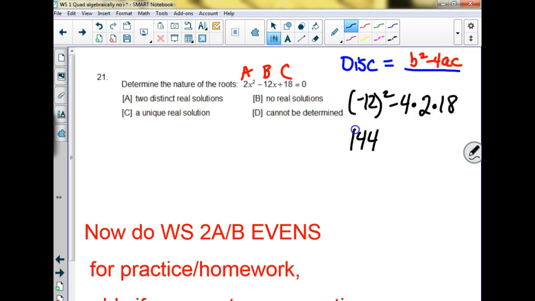This is 144. Is it 144? Might be. So we get 0. So think about quadratic formula. If I did opposite of B plus or minus 0 over 2A, how many solutions would I get? 1. Only 1. So it has 1 unique real solution.